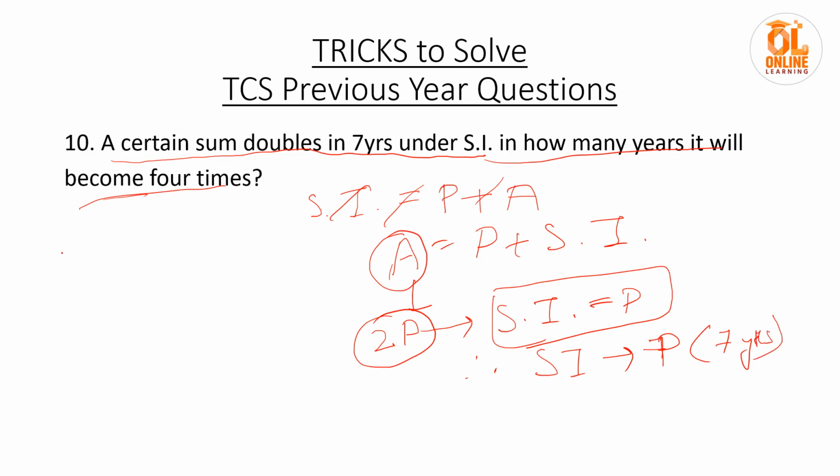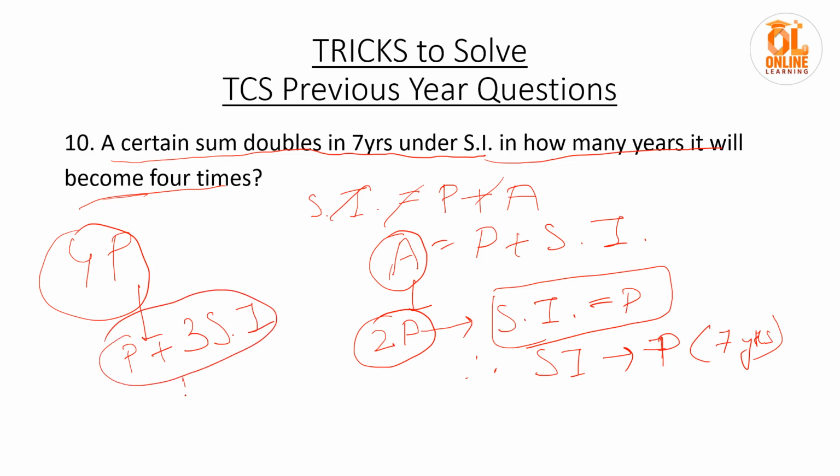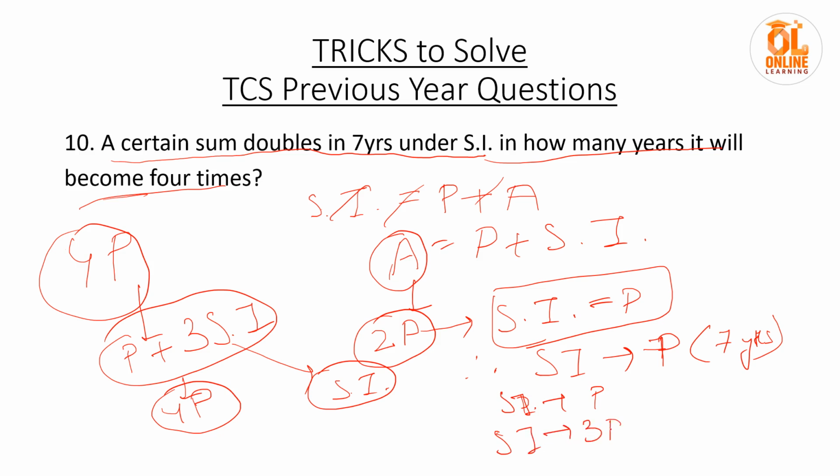So when it becomes 4 times, the principal will remain same. SI should be 3 times, that is p plus 3 SI will become 4p. SI is p. So SI becomes p in 7 years. So SI becomes 3p in 7 into 3 is equal to 21 years.